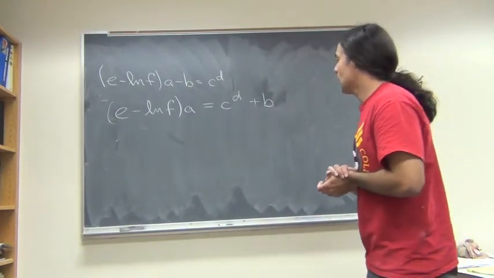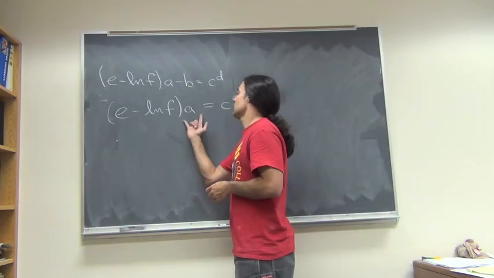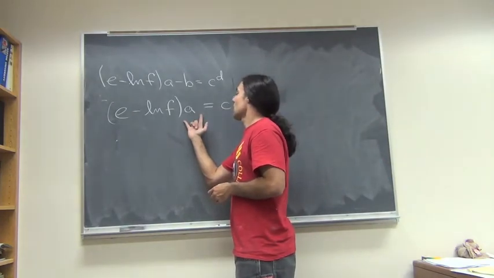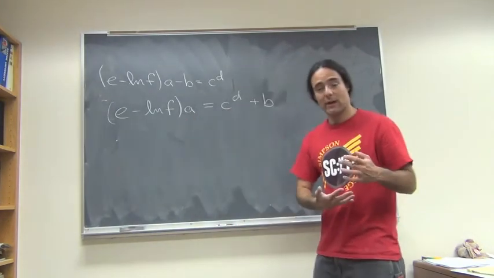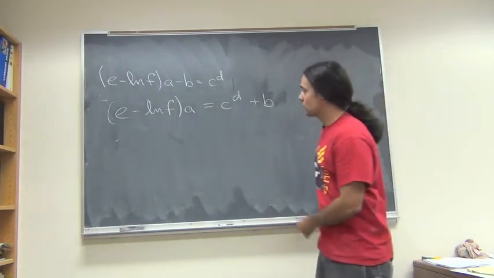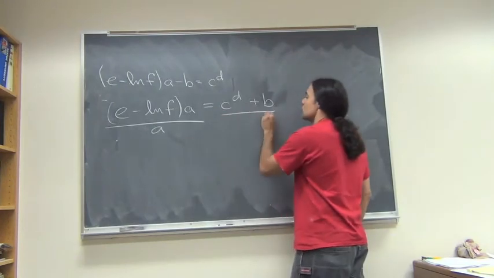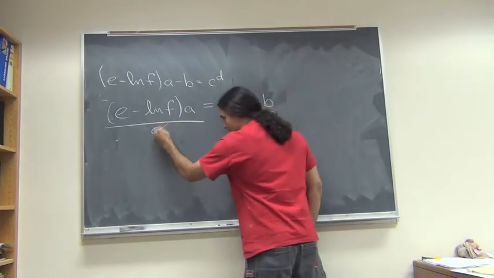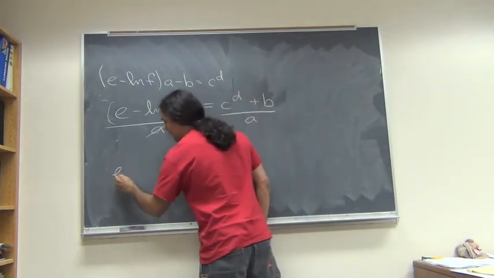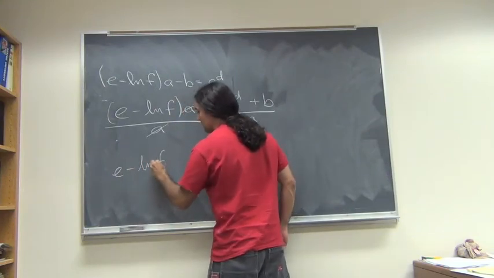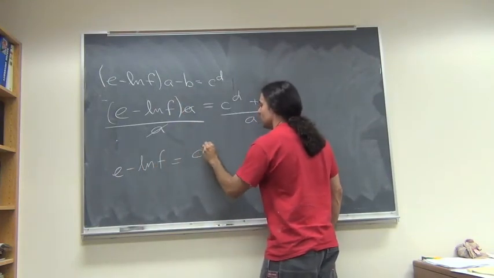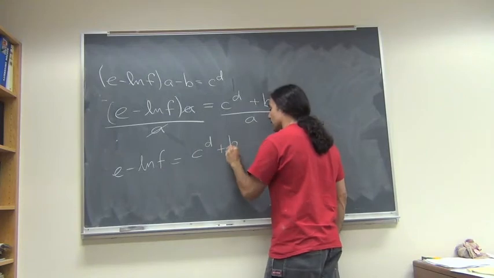Next thing, we've got an a here. Want to get rid of that a. Got to divide through by the a. So I'm just going to say, let's divide both sides by a. Shoop, shoop. A's on this side cancel. I'm left with e minus log f equals c to the d plus b over a.